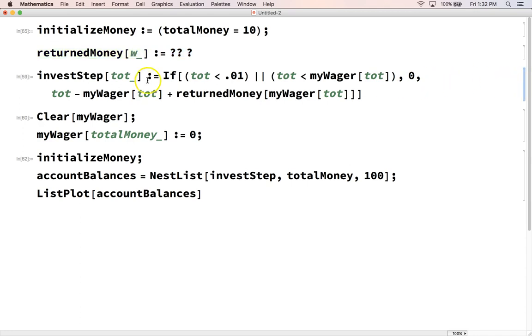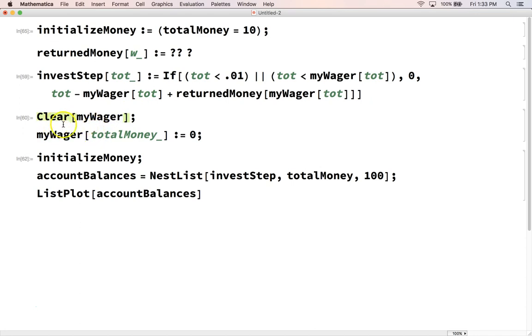Invest step, we haven't talked about if statements and you don't have to know anything about them, but this is a good chance for me to say two restrictions on your bets. You're not allowed to bet less than a penny. That's what this part is saying. And you're also not allowed to bet more than your total amount of money. So for example, you start out with $10, so you're not allowed to bet more than $10 at the beginning.